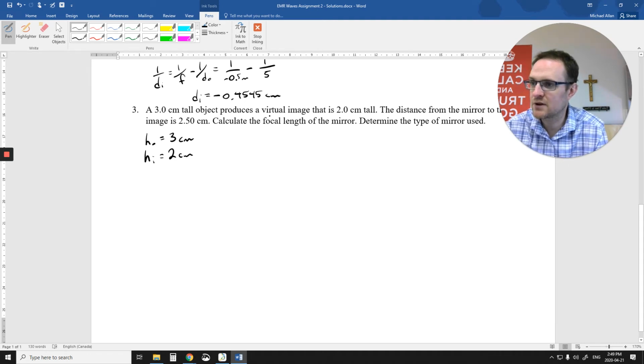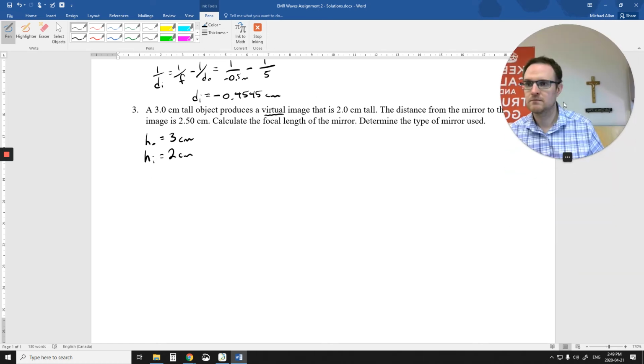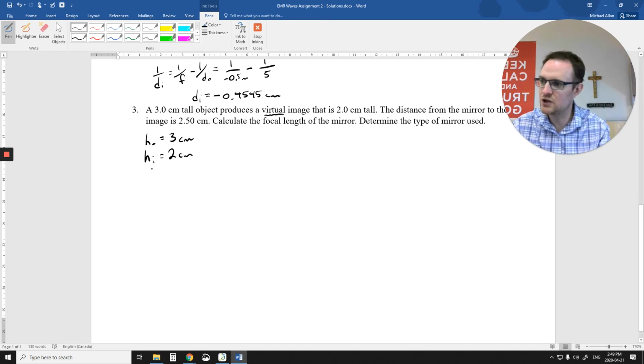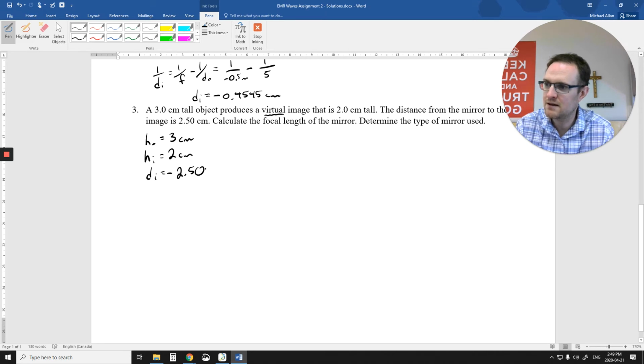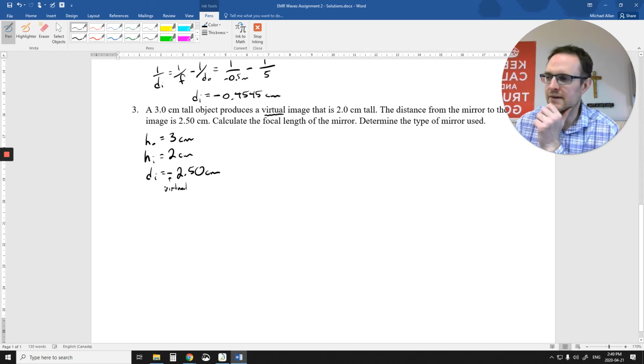Okay, produces a virtual image, which is going to be useful to help us figure this out, which I know means that the distance to the image is a negative number, and they also just tell us that it's 2.50 centimeters, because it's negative because it's virtual, right? So we need to find out what the F is. So that's my goal, is to find out what the F is.